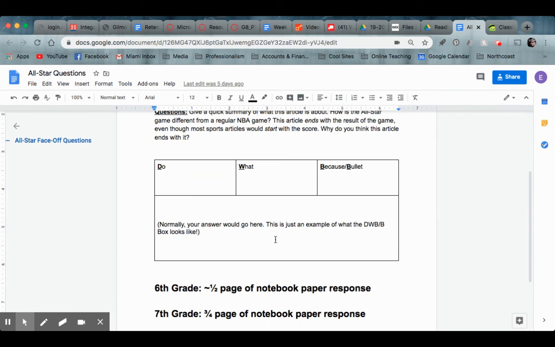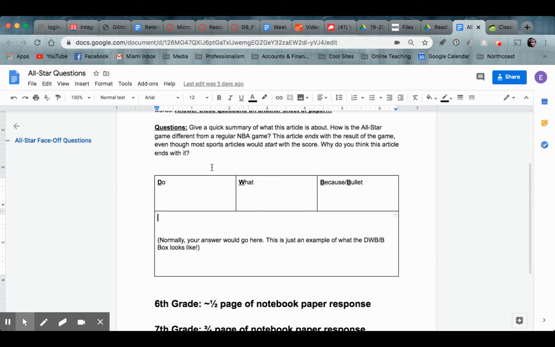So the first one I talked about in the last video was using this DWBB box, right? For that box, when you go through this prompt, you're looking for what the prompt is asking you to do specifically, and then what evidence you're going to use to prove that. Last video I said, okay, it tells you to give, so give goes here. What is it asking you to give? It's asking you to give a quick summary, so that would go down here, right? And then you'd be looking in your story for evidence that says because, and you'd put that in bullet point format down here.